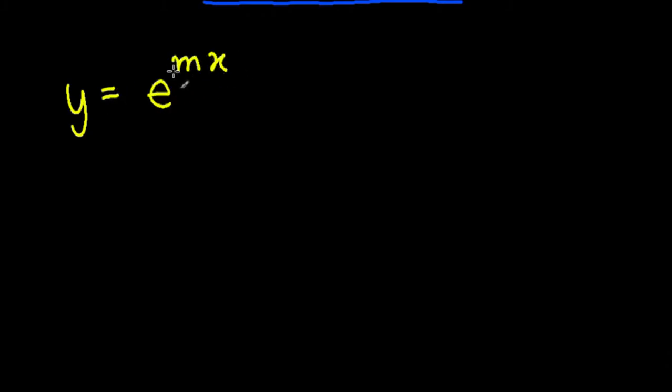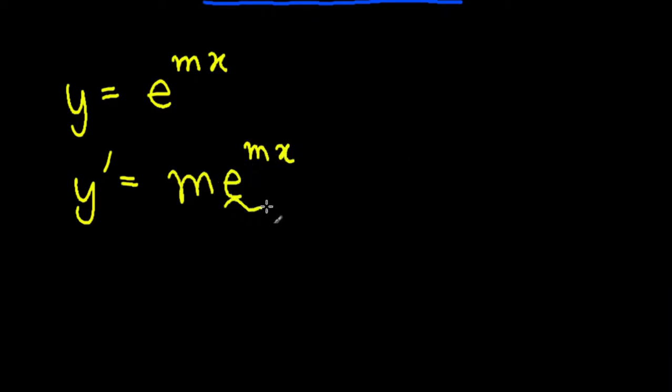Okay, so this one right here does actually meet our criteria, because if you differentiate this, you get m multiplied by e to the mx. Or e to the mx is y, so m multiplied by y. In the second derivative, you differentiate that again. m is just a constant, so you can leave that outside.